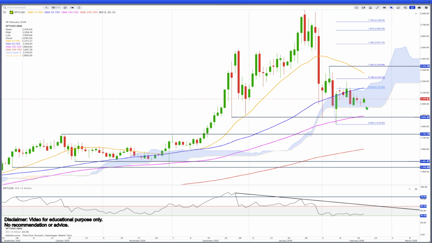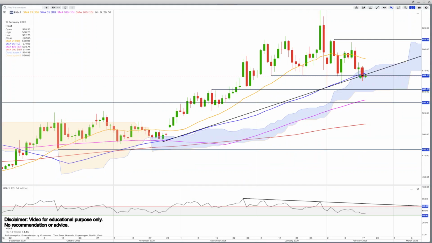Platinum in the cloud, so in a neutral position, but hasn't closed below anytime. So still, I think we will see it turning around, and it needs to take out these peaks from about a week ago at 21.95. Then I think we will see the uptrend re-established.